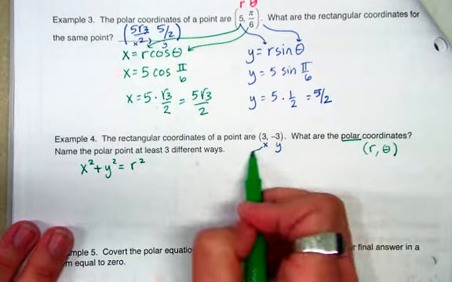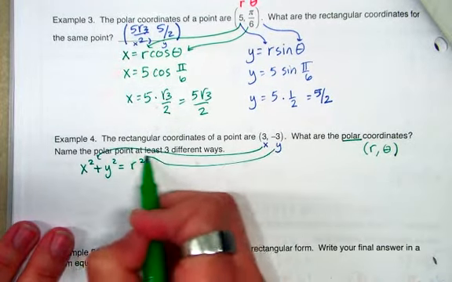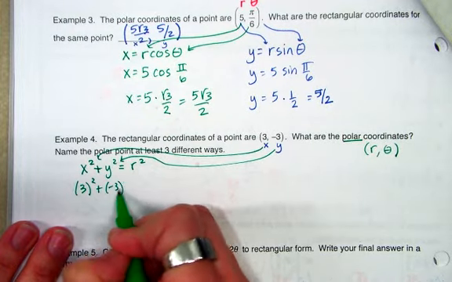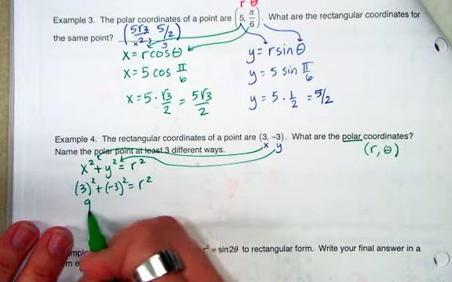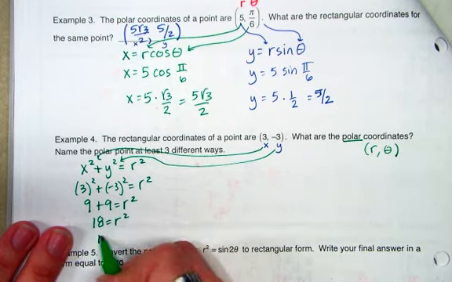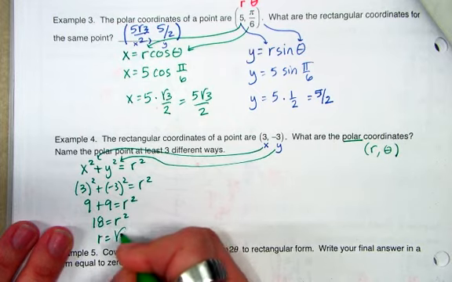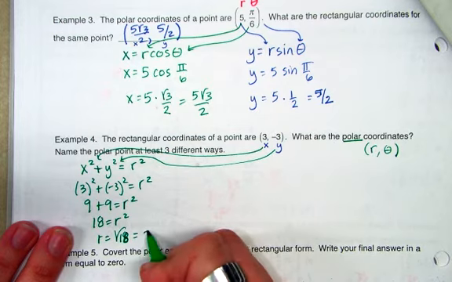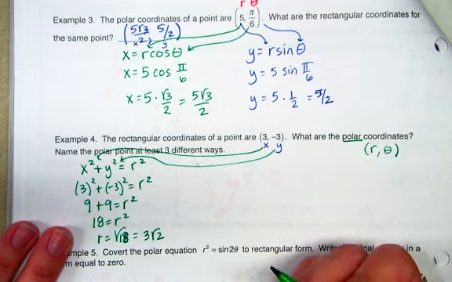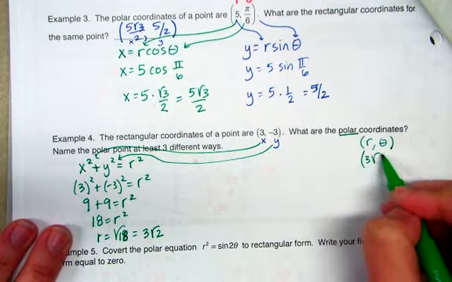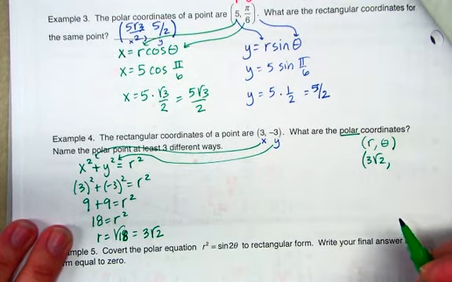So I take this here and this here. So I have 3 squared plus negative 3 squared. I get 9 plus 9. And r is just the square root of 18, which when we simplify that, because we always simplify radicals, is 3 root 2. So I figured out my r, and now I'm looking for theta. Okay, so how should I figure out theta?